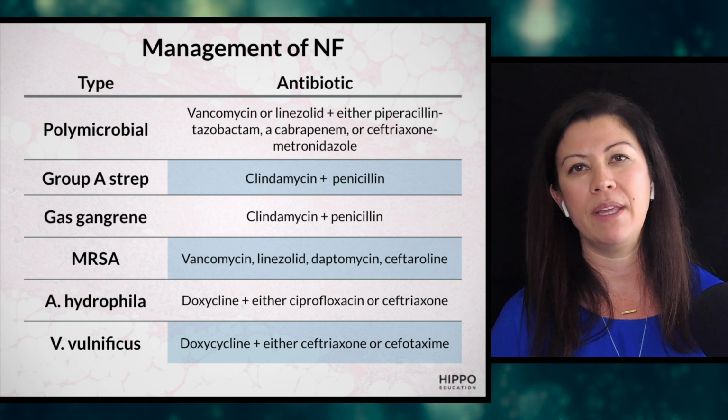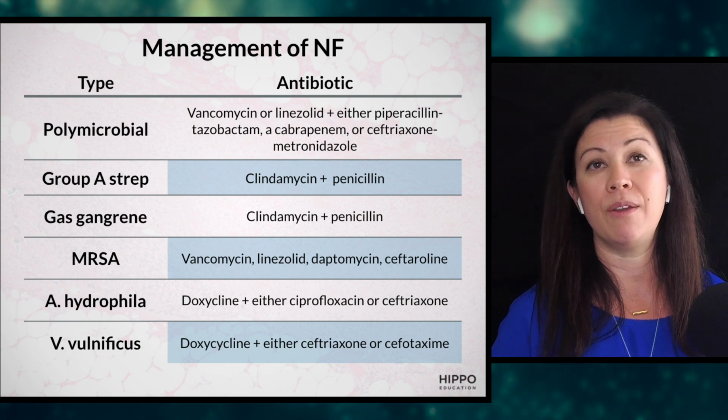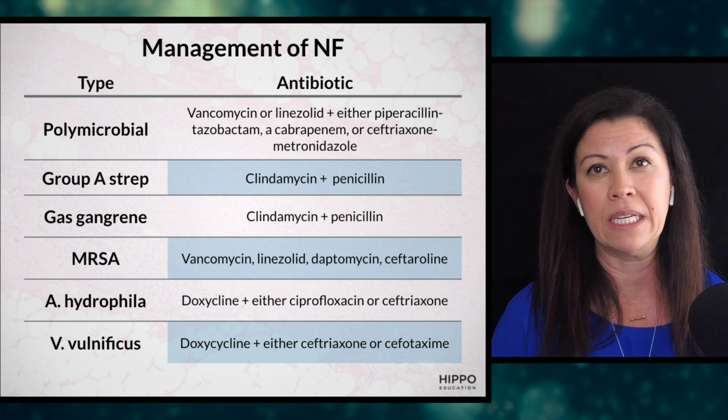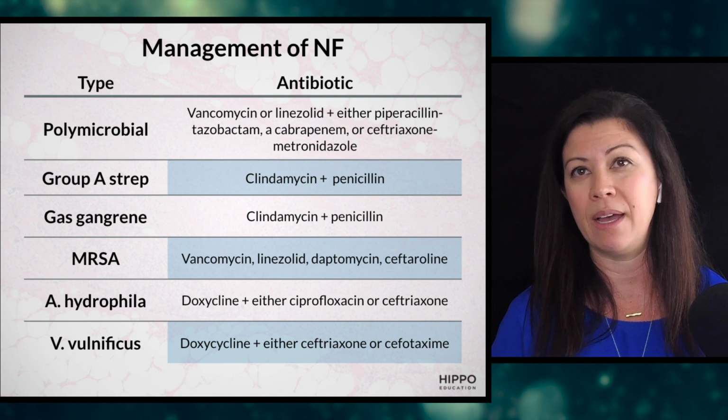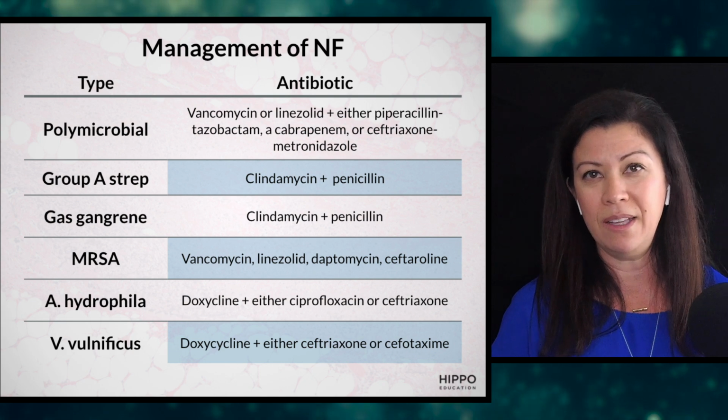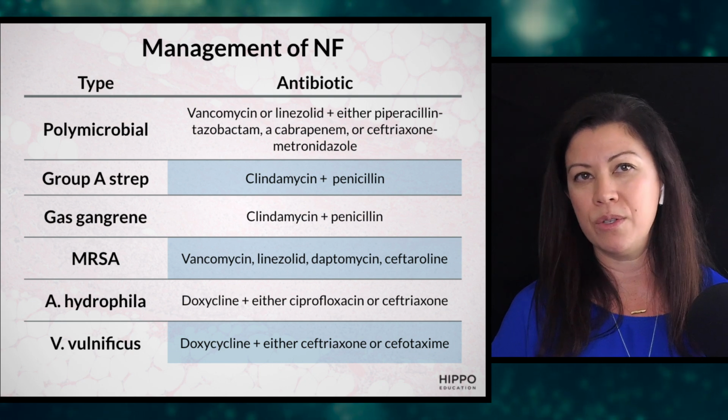All right, this is a big list. You don't need to memorize this. Just know that for necrotizing fasciitis, you want to go really broad spectrum. Typically, we'll do vancomycin plus piperacillin-tazobactam plus clindamycin. Whatever you're going to do, it's typically a triple cocktail, making sure that you're covering all those organisms that this could potentially be.